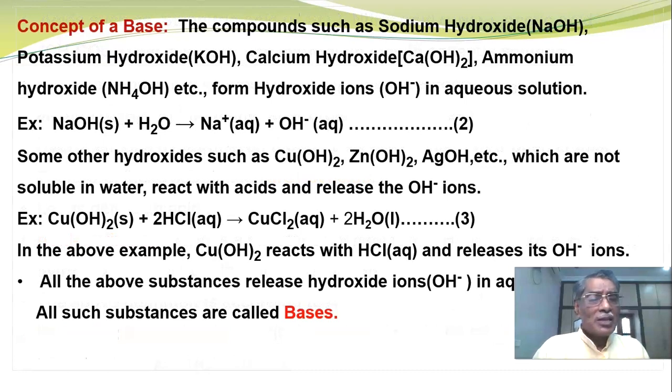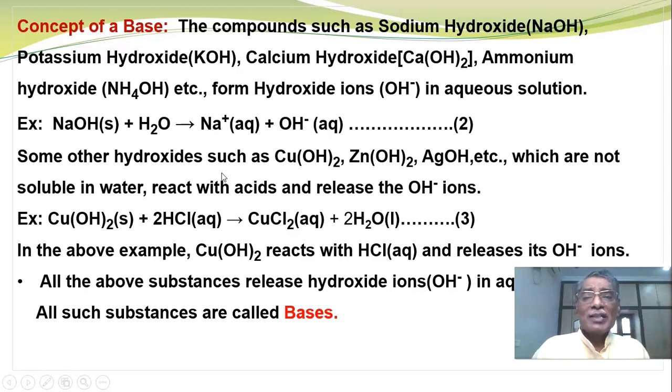Now, let us try to understand the concept of a base. The compounds such as sodium hydroxide NaOH, potassium hydroxide KOH, calcium hydroxide Ca(OH)2, ammonium hydroxide NH4OH, etc. form hydroxide ions in aqueous solution. For example, consider NaOH solid dissolved in water, it produces Na+(aq) and OH-(aq) ions.